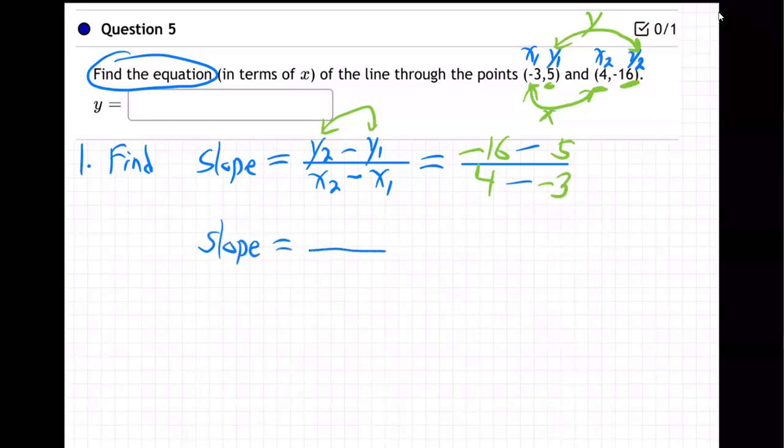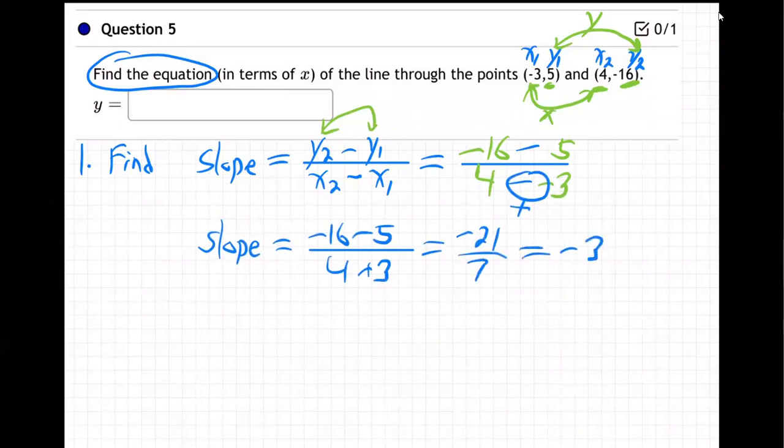What does that slope equal? Well, looks like on the top it's going to be minus 16 minus 5, on the bottom, double negative is positive, so it becomes 4 plus 3. Use your calculator, that's minus 21 over 7. Divide that, minus 3. So the slope comes out minus 3. Now, we're on to step 2.